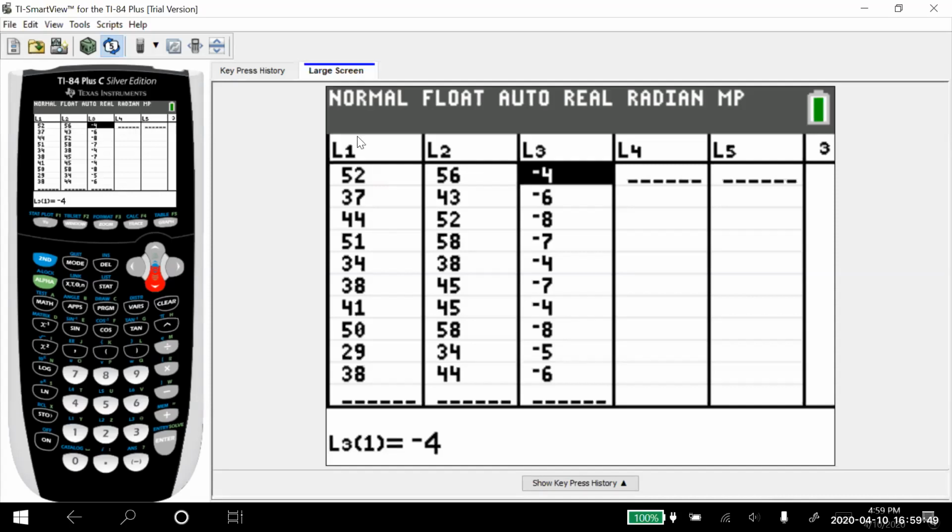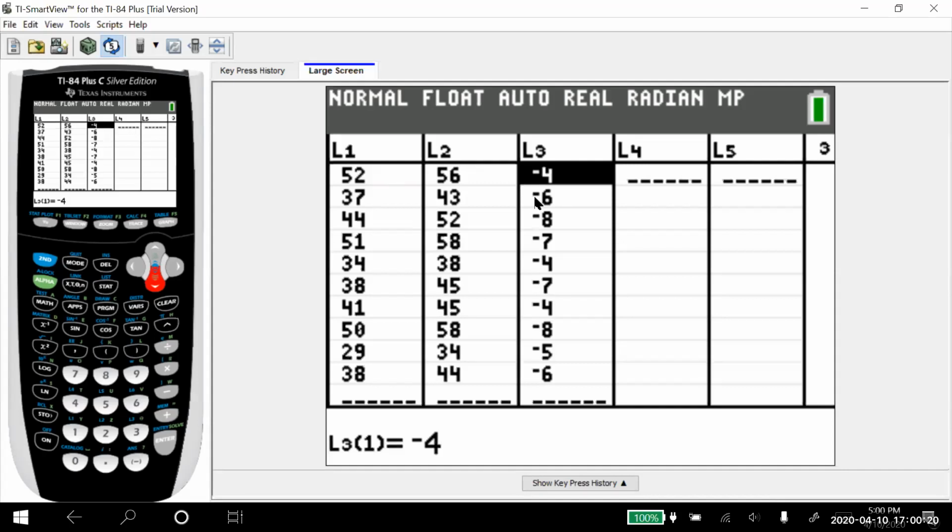So notice, since I used list 1 first, when I subtracted, that negative means whoever this first person is, they lasted 4 minutes less with the ice water. The next person 6 minutes less, etc. And notice they're all negatives. So everybody lasted less time to fatigue with the cold water. So anyway, what I'm going to do now is do my hypothesis test on list 3.